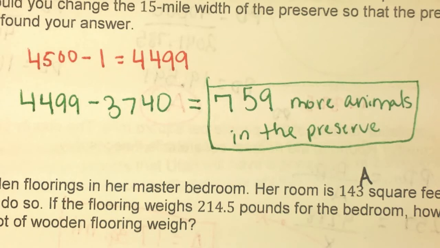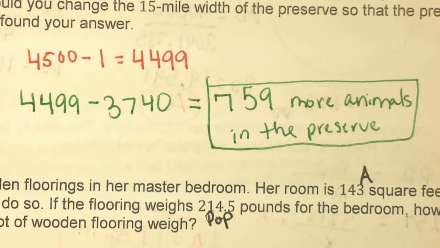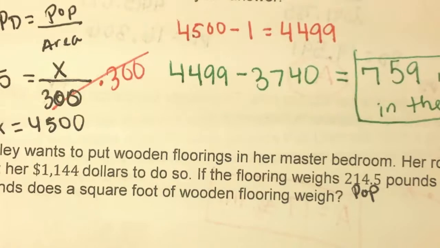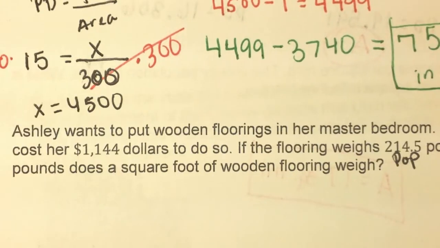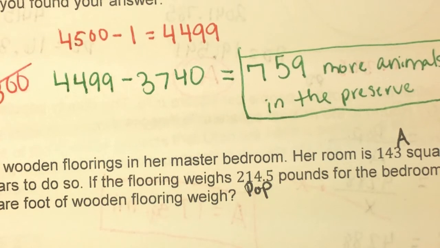Alright, so let's go back. It says that the flooring weighs 214.5 pounds. What is that? Is that population or population density? That's the population. Population density is what they're asking for. It's how many pounds does a square foot of wood flooring weigh? And in this problem, you see there's a distractor in there. They gave you the 1,144, that money. You don't need that to figure out what they're asking you, because they're not asking you about a cost. They're just talking about the weight of it.